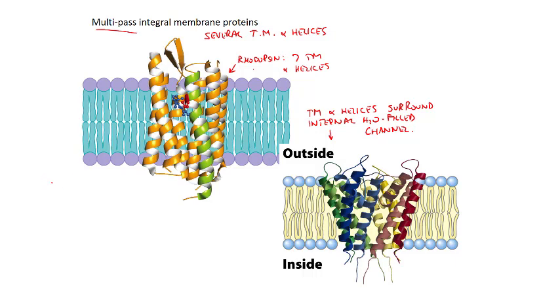A question I have for you guys is, do you think there are any transmembrane beta sheet proteins? Do you think that's something that's possible? The answer is yes, they do exist. They're not very common, but there are such a thing as transmembrane beta sheet proteins. See if you can figure out how that's possible.